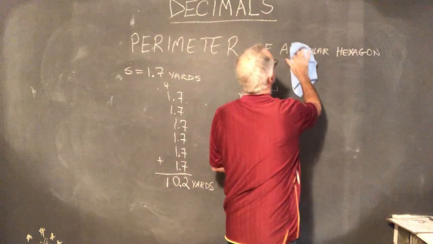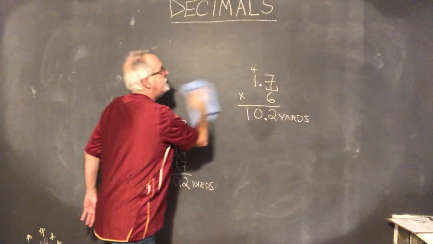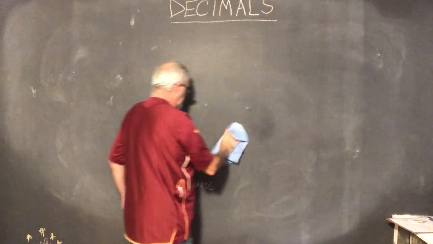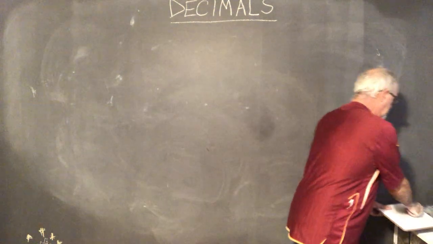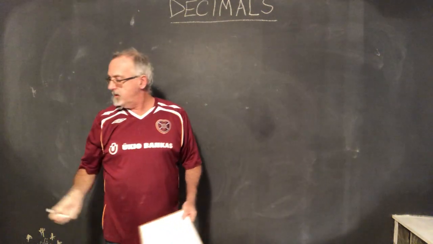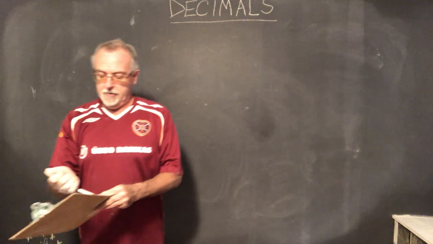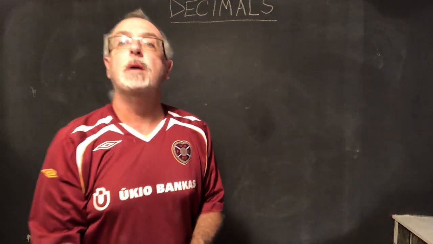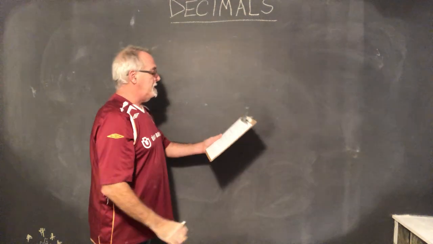Okay, let's erase these perimeter, sort of geometry-ish problems. All of it. And let's just do some multiplication of decimals, but let's do some bigger ones. Okay, that chalk came to the end. Good, I have another one here. Let's see if I can do this. I really don't care if this lesson goes a couple of minutes long anyway.